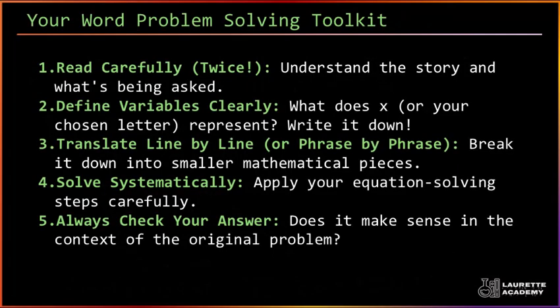To consistently conquer word problems, it helps to have a reliable strategy. Here is a 5-step toolkit. 1. Read the problem carefully. And I mean really carefully. Read it at least twice before you even think about picking up your pen. Make sure you understand the scenario and exactly what question you need to answer.